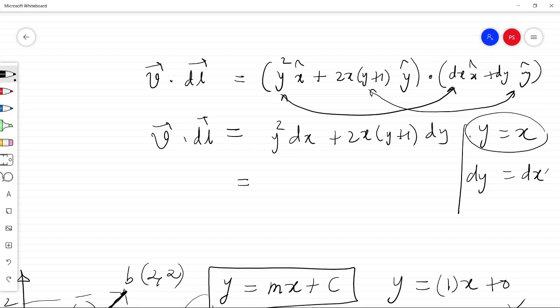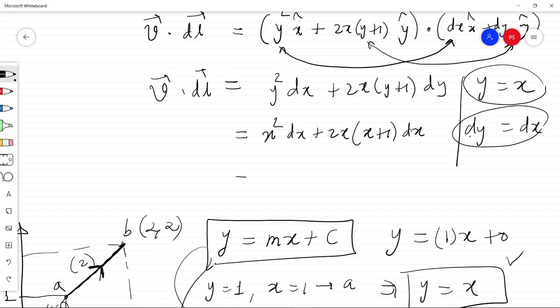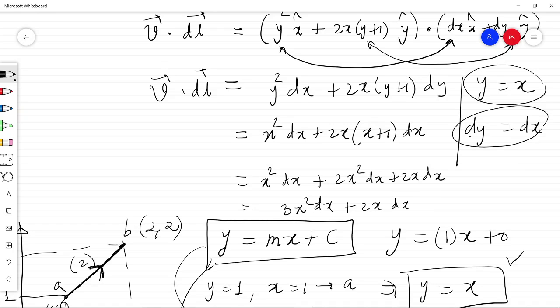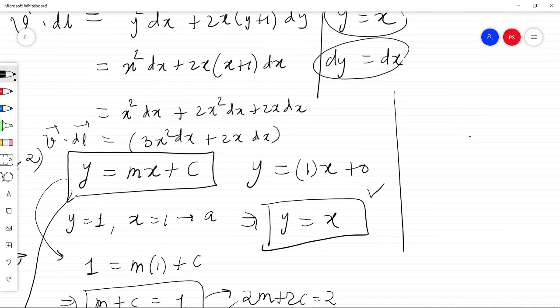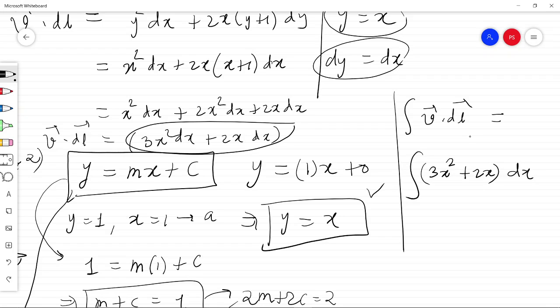So we can replace y by x and dy by dx to get x squared dx plus (2x times x plus 1) dx. So whenever we see y, we have replaced it by x, and dy by dx. This gives us x squared dx plus 2x squared dx plus 2x dx, which is equal to 3x squared dx plus 2x dx. So this is v bar dot dl bar. So let us just integrate this now. The integral of v bar dot dl bar is equal to the integral of (3x squared plus 2x) dx.